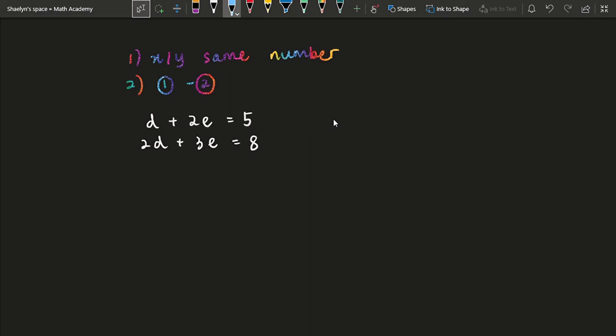Okay, so same case here. I'm going to use exactly the same method, the elimination method, to solve the second example. First step, we must make sure that either D or E has the exact same number. So tell me, can you see them in the same number right now?